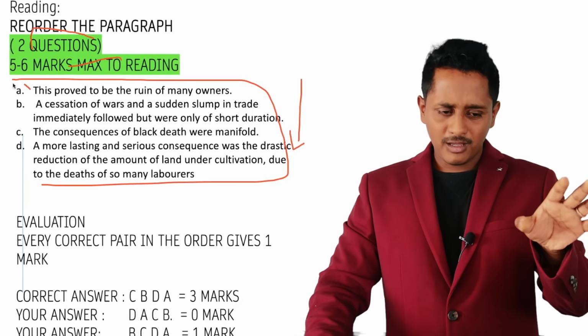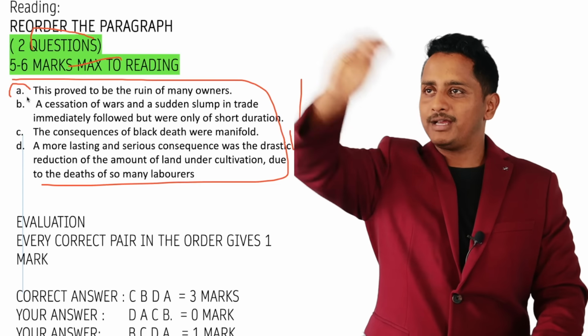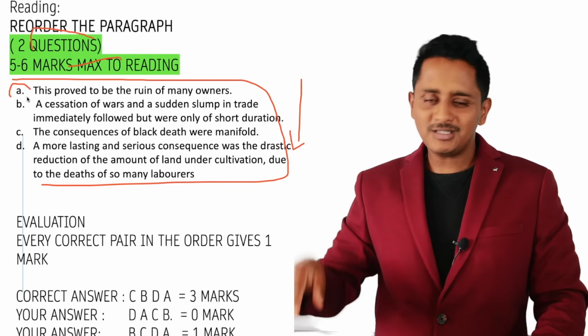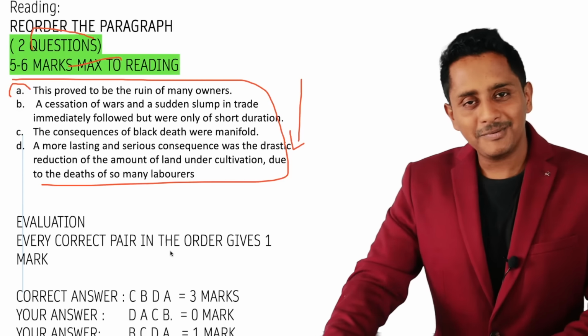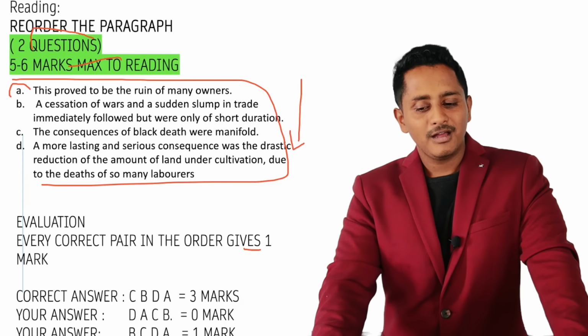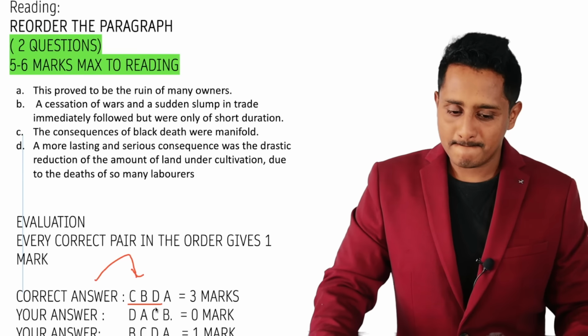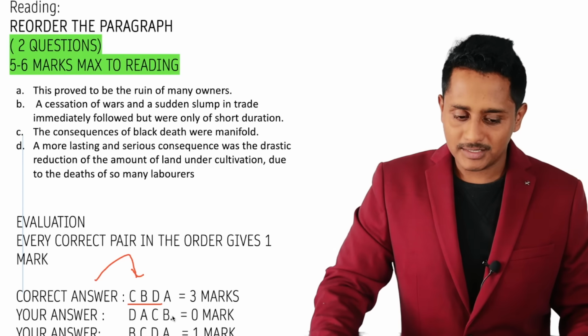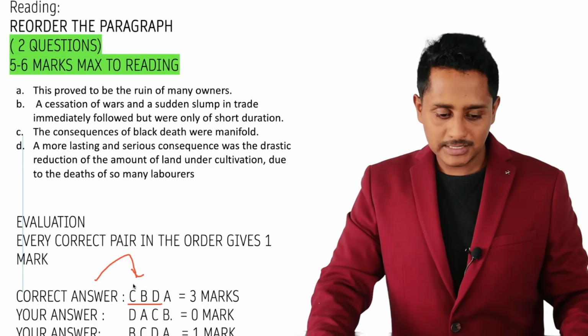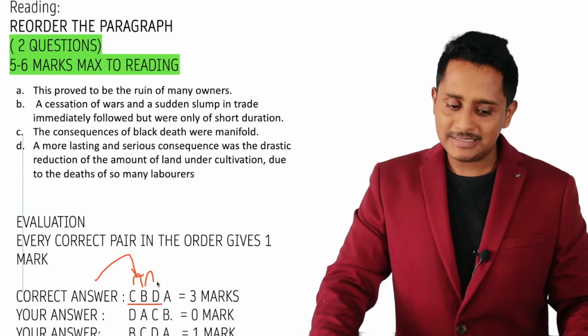You have to drag and drop. You should drag it to this, drag it to this, drag and drop the options. Evaluation, every correct pair in the order gives you 1 mark. Understand this. Correct answer, let's say, is CBDA. Okay, your answer. If you get CBDA, you get 3 marks. CB 1 mark, BD 1 mark, DA 1 mark.